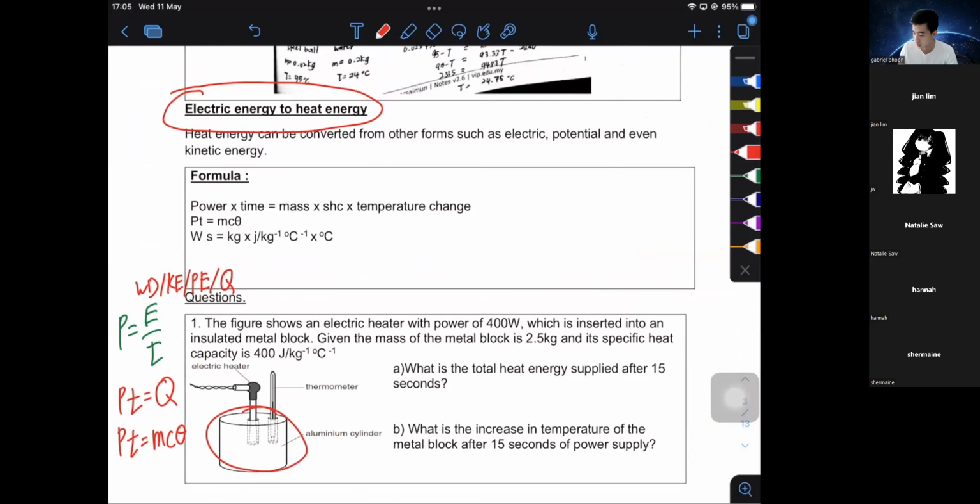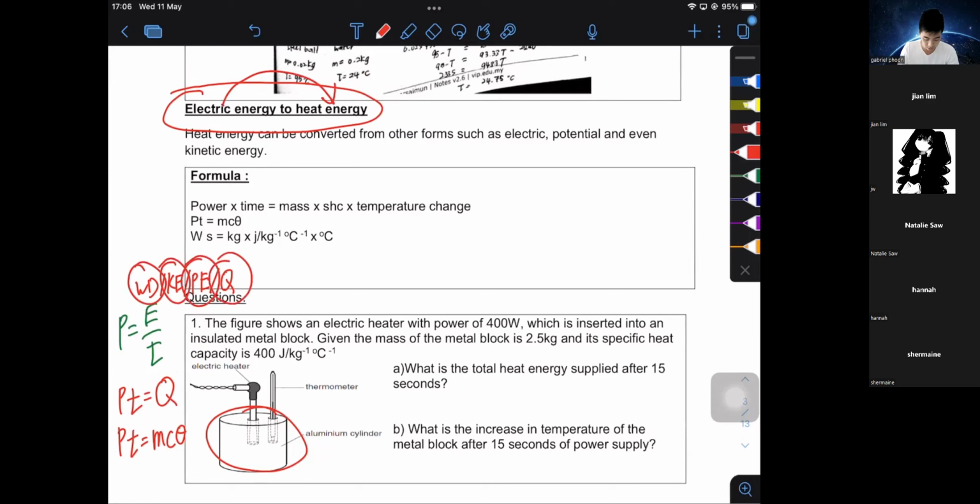Then after that, we did some questions here, and then I kind of rushed through this a little bit. Let me just go through this in a little more detail, guys. Like I mentioned, energy can always be transferred from one form to the other. In this scenario here, we are basically transforming electrical energy into heat energy, right? And if you want to convert electrical energy into heat energy, first and foremost, you must remember the general formula, where power is equal to energy over time, right? Power is equals to energy over time. And I also mentioned that this energy could be any form of energy. It could be work done, it could be kinetic energy, it could be potential energy.